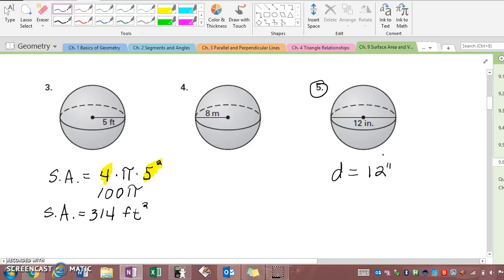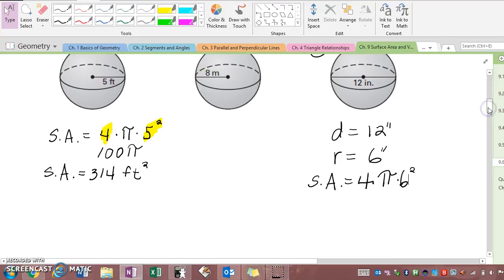But our formula for surface area doesn't have diameter in it. It has the radius. And how do we go from diameter to radius? We just divide the diameter by 2. So if the diameter is 12 inches, the radius is 6 inches. And now we're ready to find our surface area. So surface area equals 4 times pi times 6 squared. Excuse me, 4 times pi times 36.